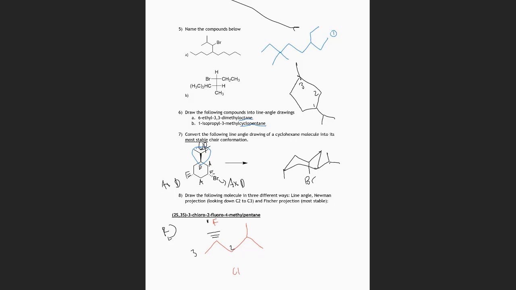So now let's do the same thing for chlorine. This is going to be a 1. This is going to be a 2. This is going to be a 3. So that's R. But because I don't want it to be R, I want it to be S, we're going to do it like that. So our drawing looks like this. Okay, everything good so far?